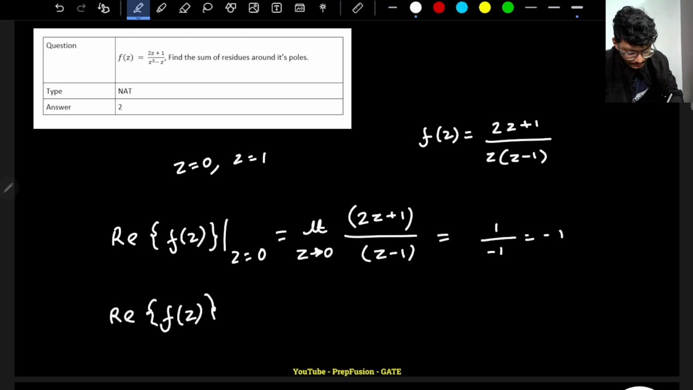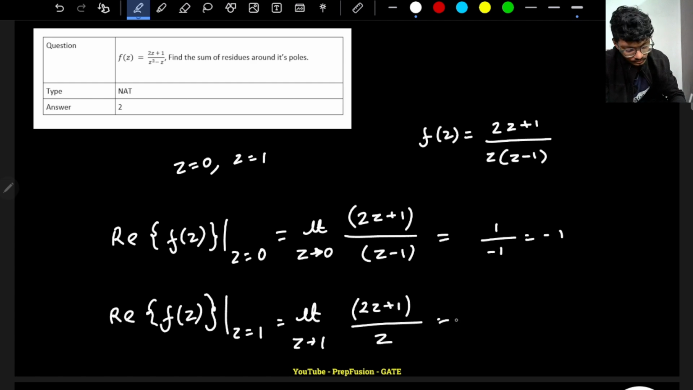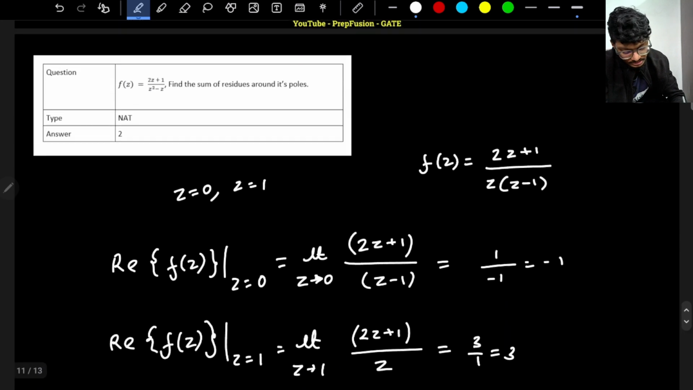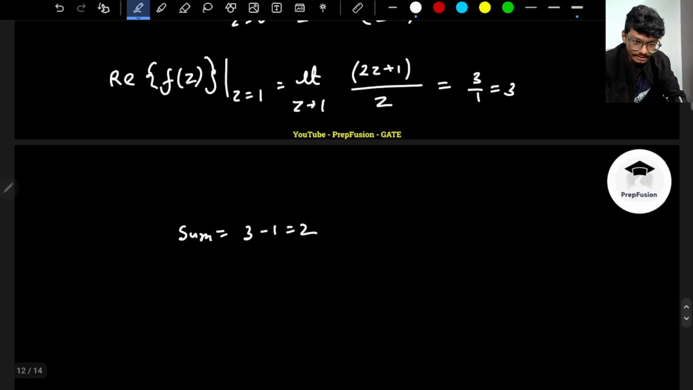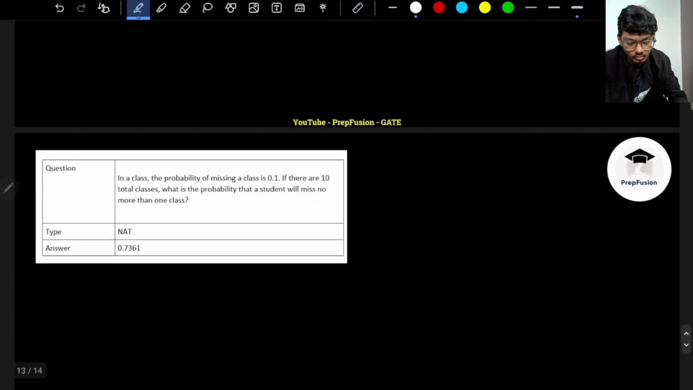And the same case, residue of F(z) at z equal to 1. So this will be the limit as z tends to 1, this will be 2z plus 1 divided by z. If I put here z equals 1, this will be 3 by 1, that is 3. So ultimately the sum of the residues, they have asked the sum of residues, sum will be 3 minus 1, that is 2. So again here also the answer will be 2. Let's now move on to the next question.